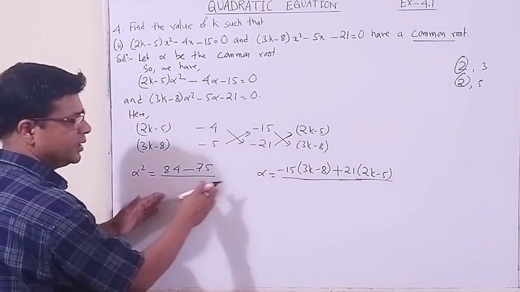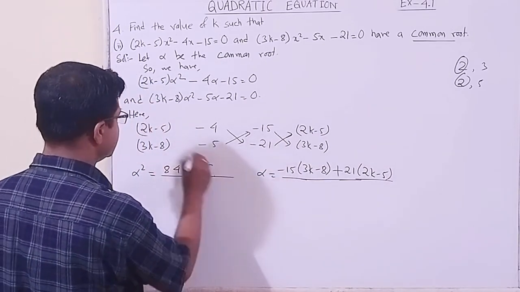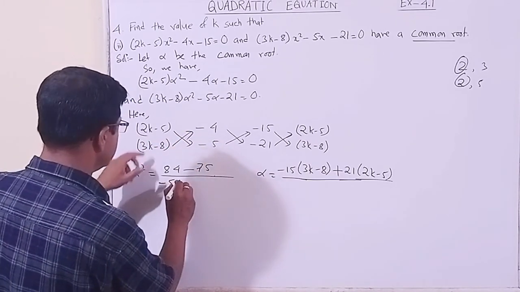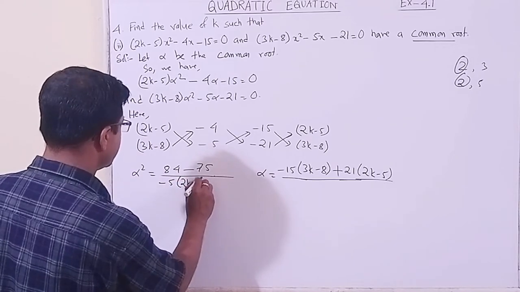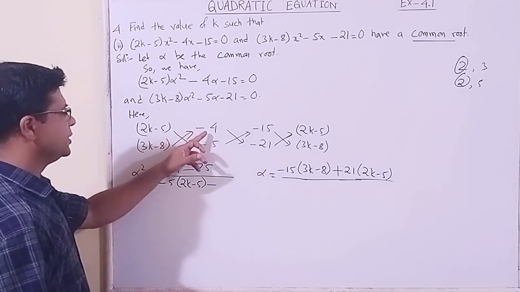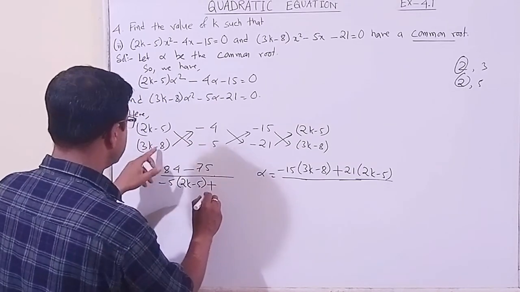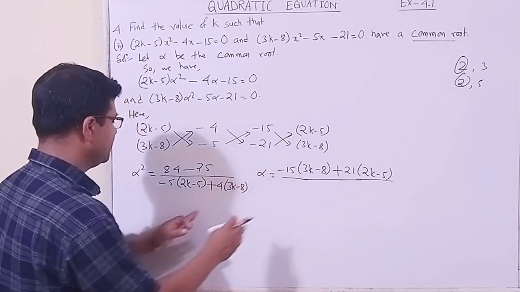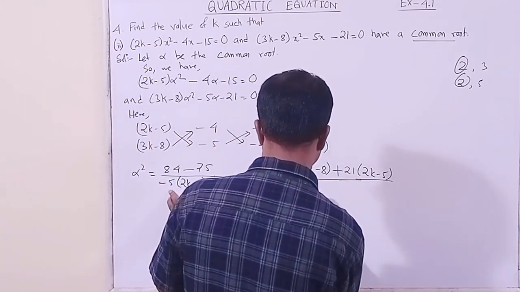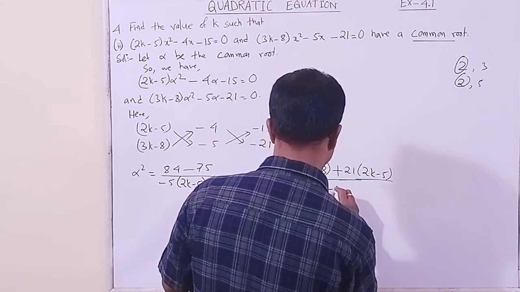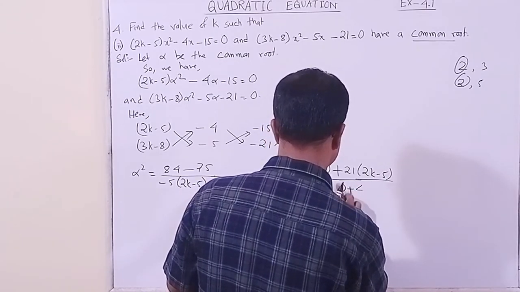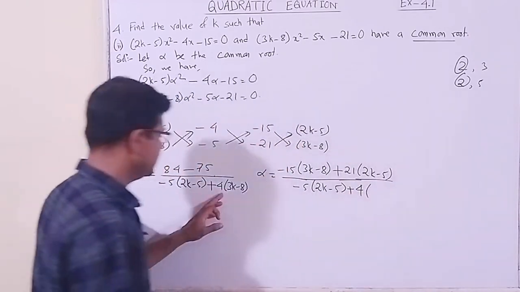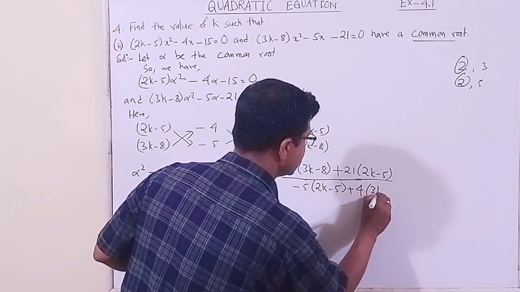Now in the denominator we can fill up by this into this. So minus 5 into (2k minus 5), minus this into this, there is a minus sign, so it will be plus 4 into this, 4 into (3k minus 8). Let us write the same thing here: minus 5 (2k minus 5) plus 4 (3k minus 8).